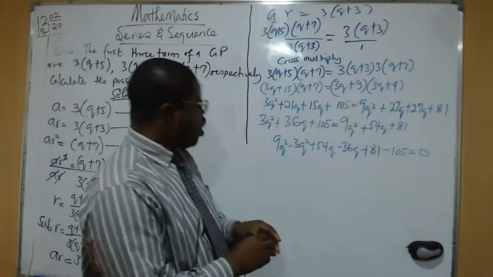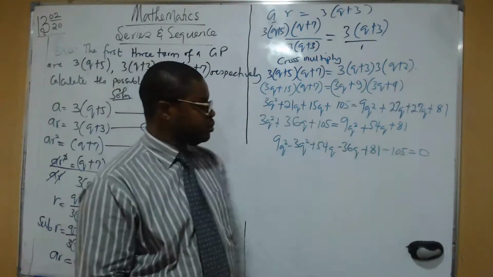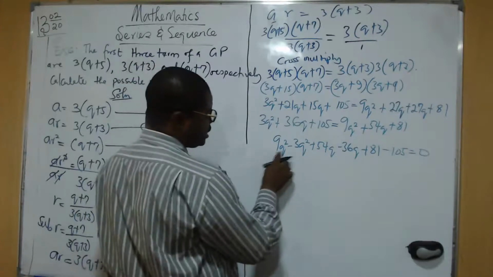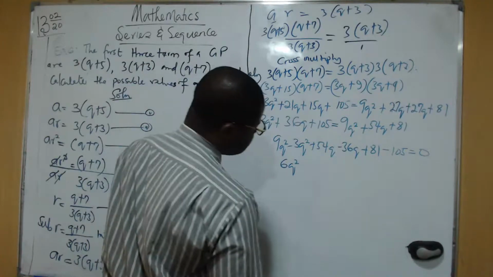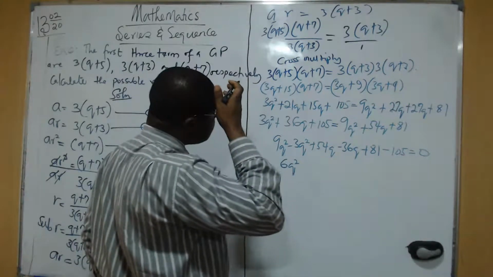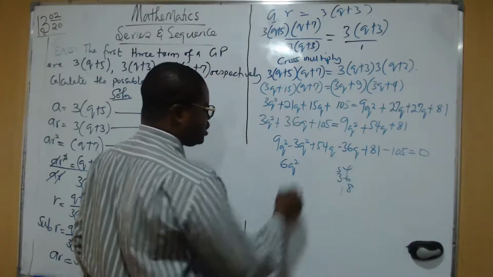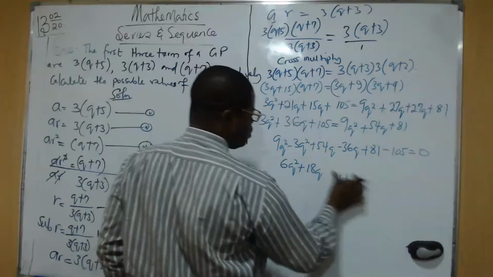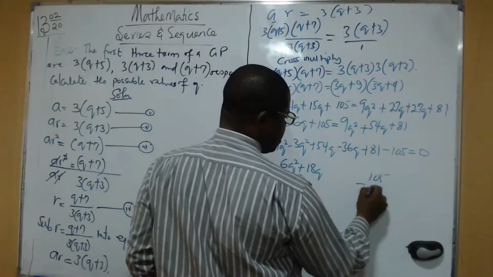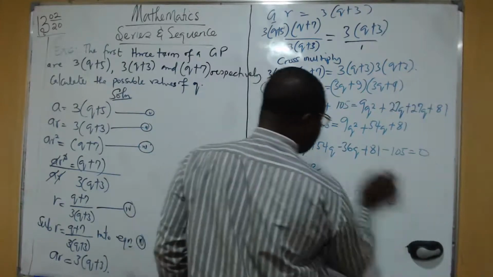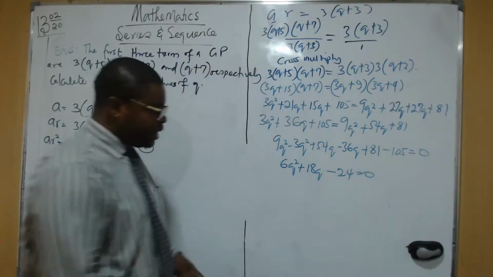Why 0? All these values are moved to this side. So you are left with that value there, 0. Now this minus this, we have 6Q squared, 54 minus 36, I have 18Q. Now I have 105 minus 81, I'm going to have 24. So that value will give me minus 24 equals 0.